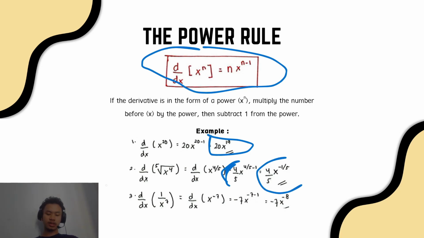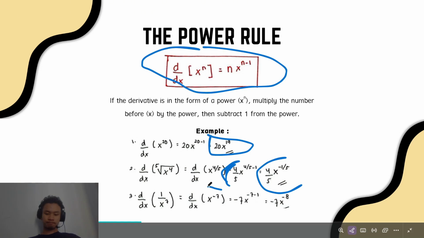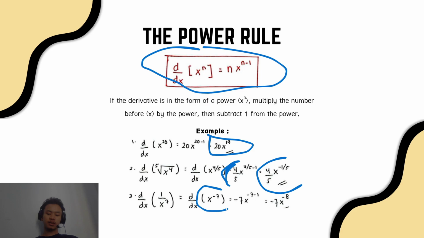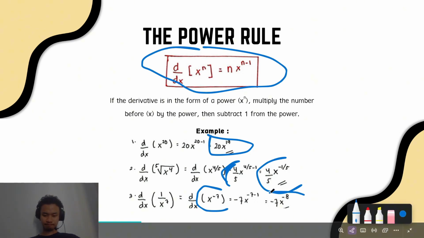Let's move to number 3. Let's look at 1 over x raised to the power of 7. We can rewrite this as x raised to the power of negative 7. Apply the power rule. We bring down the negative 7 and subtract 1 from the exponent, giving us negative 7 times x raised to the power of negative 8.